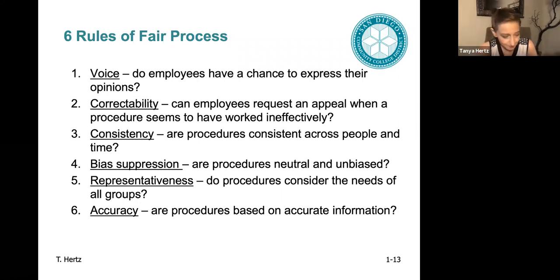So I could give so many stories here of times when a decision was made and maybe I didn't have all of the information, and then made a decision that, had I had all the information, I would have decided something else. And boy, that really makes the employees feel like the process was not fair, right?